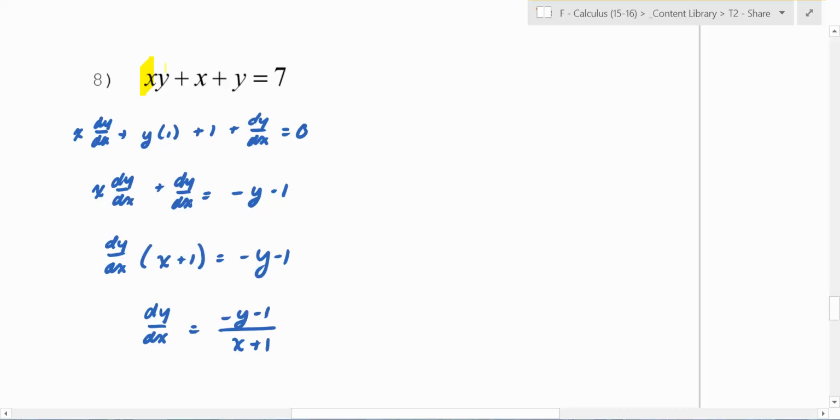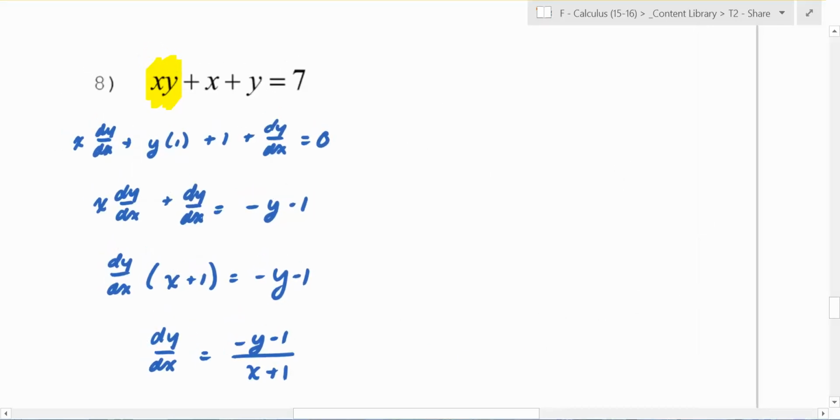Question, what do you have to use right here? If you're doing implicit differentiation, what rule did you have to use on the yellow part right there? You have to use the product rule. Why? Two functions. It's x and y. You treat them as two functions. So that derivative is right there.